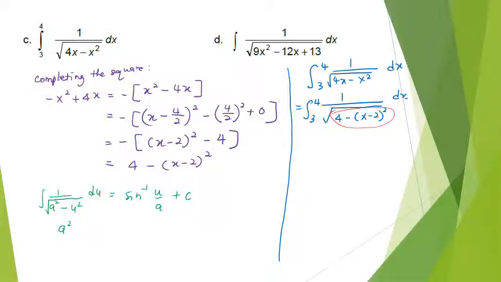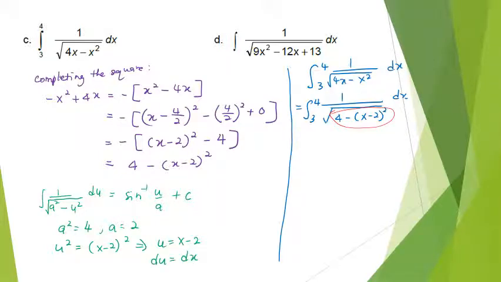Okay, a square equal to 4, so that our a is equal to 2. Okay, u square equal to x minus 2 square, therefore our u is equal to x minus 2. So bila nak u, kena cari pula dx, du. Okay, so du is equal to dx.